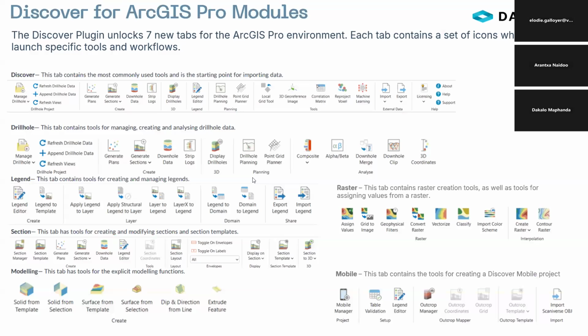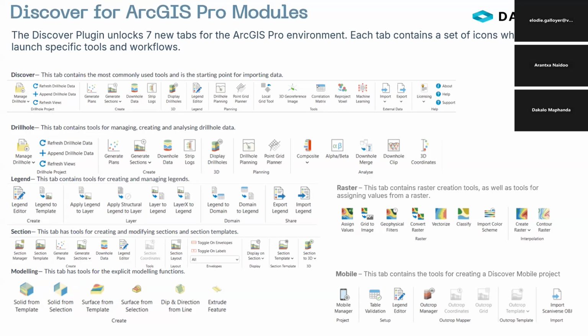Specifically today, we'll be going over our Discover for ArcGIS Pro plugin. We know we have a lot of Esri users, and they're more comfortable in Esri software like ArcGIS Pro. So we have a plugin that plugs into ArcGIS Pro, and this gives you access to these 7 tabs. You have the Discover ribbon, which helps with interoperability with other mining packages, as well as getting in your Drillhole data, georeferencing your images, etc.